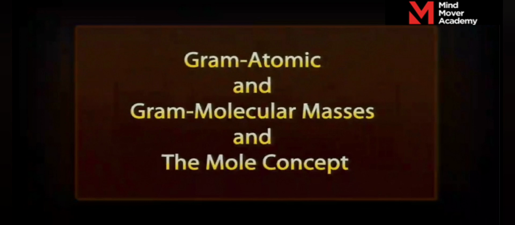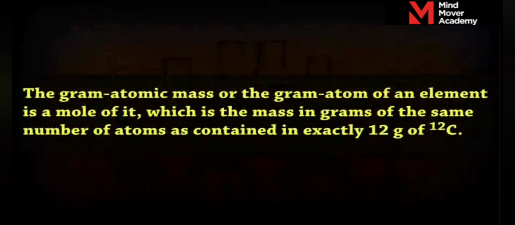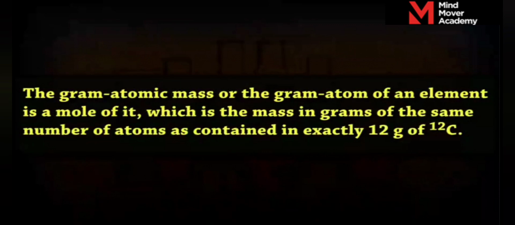Gram atomic and gram molecular masses and the mole concept. Let us look at gram atomic and gram molecular masses on the basis of the mole concept. We can easily understand that the gram atomic mass or the gram atom of an element is a mole of it, which is the mass in grams of the same number of atoms as contained in exactly 12 grams of C12.